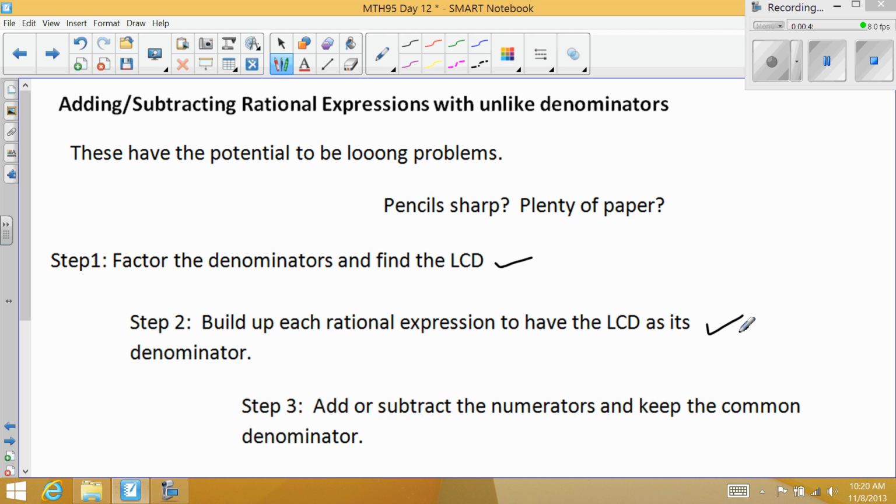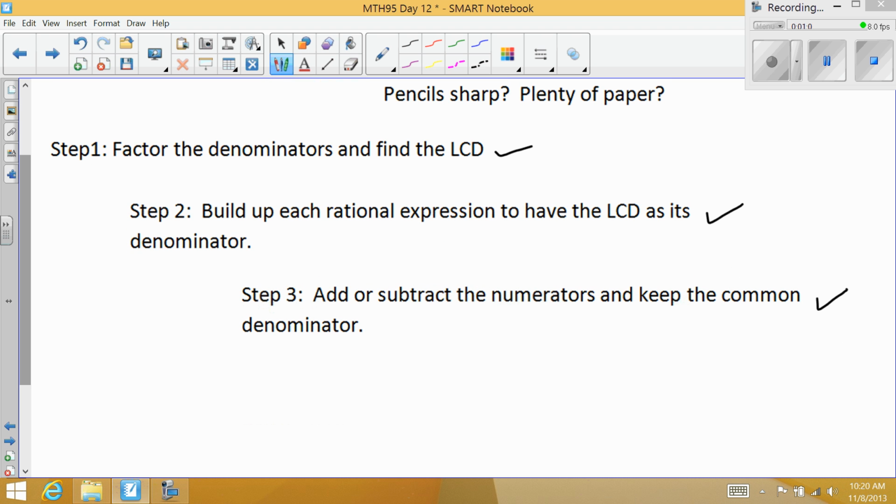But then once we do have the common denominator, then we can add or subtract the numerators and keep the common denominator for our last step. And then, I don't think I put this in as step 4 because you don't always do it. Sometimes you can reduce your rational expression. That doesn't always happen. But take a look at, you've done the adding, subtracting, combining like terms, and see whether or not it will reduce afterwards.